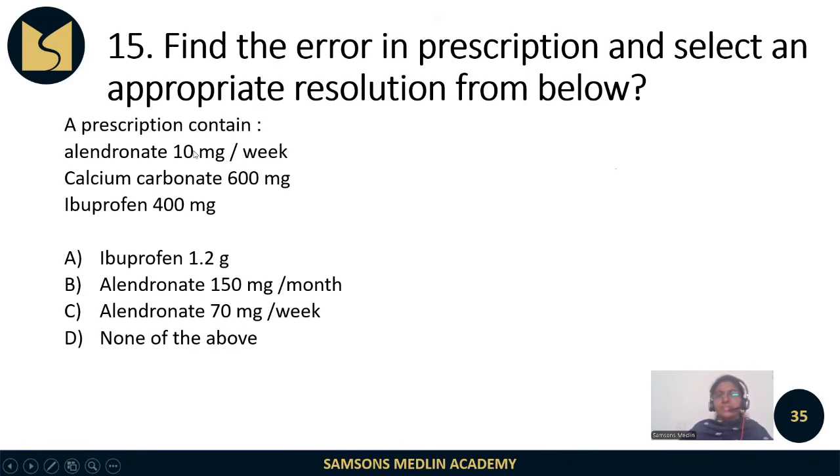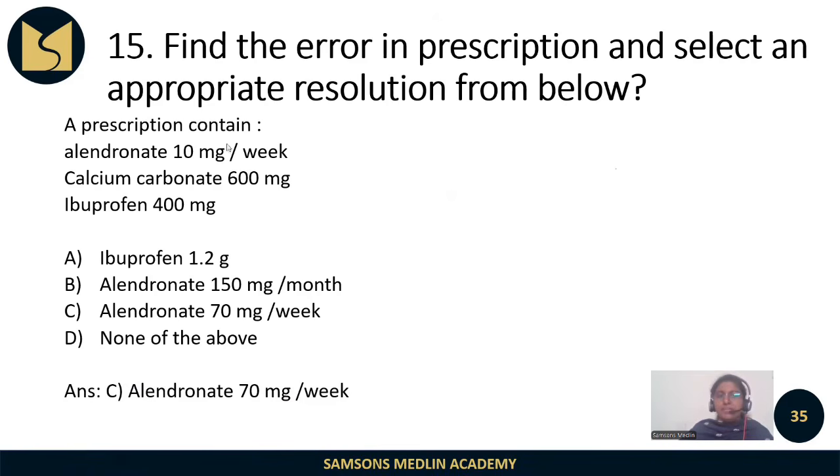Now, the last question. Find the error in the prescription and select an appropriate resolution from below. The prescription says alendronate 10 mg per week, calcium carbonate 600 mg, ibuprofen 400 mg. Options: A, ibuprofen 1.2 gram; B, alendronate 150 mg per month; C, alendronate 70 mg per week; and option D, none of the above. So the answer is option C, alendronate 70 mg per week.